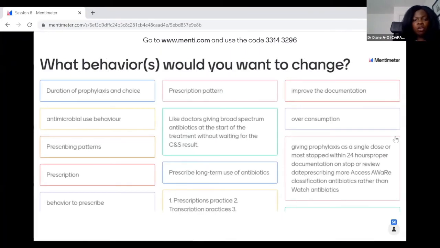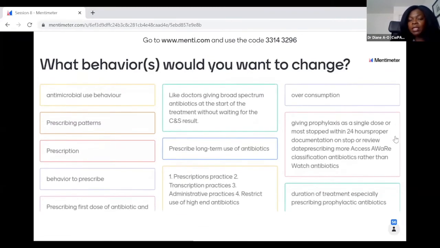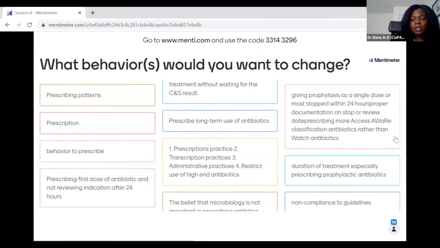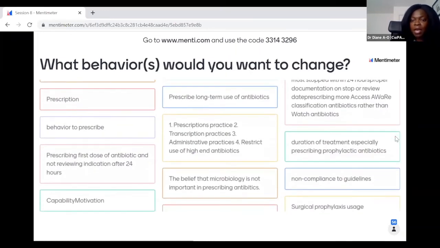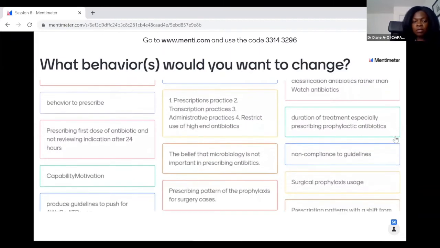And then what behavior you want to change. So there's a range here. So prescribing patterns, that's good. Behavior to prescribe. Keep scrolling down, please. There's a behavior around giving prophylaxis as a single dose or stopped within 24 hours, yes, and then proper documentation of stop or review date. Yes, behavior, non-compliance to guidelines is a behavior. Surgical prophylaxis use is a behavior.